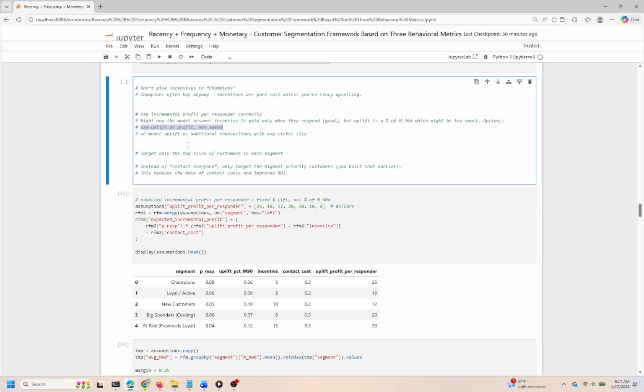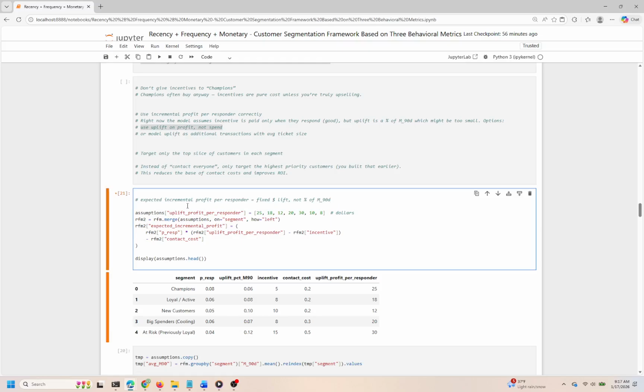Additionally, we should focus on targeting only the top segment of customers within each market area. Instead of adopting a broad contact everyone strategy, we should be selective and prioritize outreach to our most valuable customers. This refined targeting approach can lower our overall contact costs while simultaneously enhancing the efficiency of our marketing efforts. Looking ahead, the next cell will likely delve deeper into how we can segment our customer base and prioritize communications more effectively based on these insights. By honing in on high-value interactions, we can further boost our marketing strategy and overall profitability.